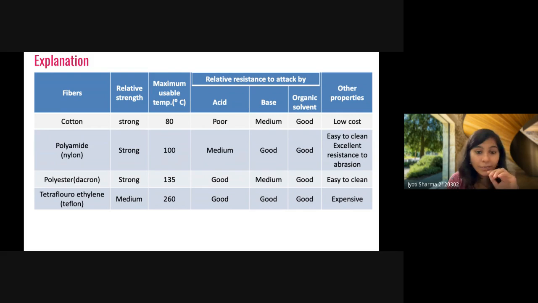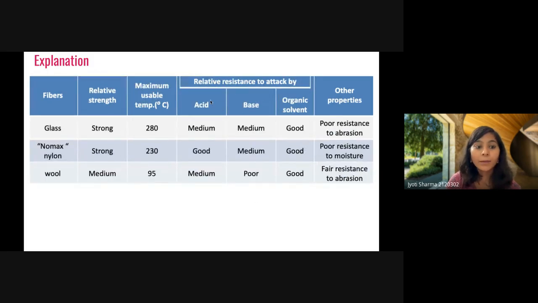Based on temperature also, if the temperature of your air is high, then you can't use cotton, because it can't resist the high temperature. So we have to use teflon. But we also have to see the cost: teflon is very expensive. Likewise, we can also use glass, nylon, wool, but each has some limitation. So based on what kind of gas will flow through the filter, you need to determine which kind of filter you will use.